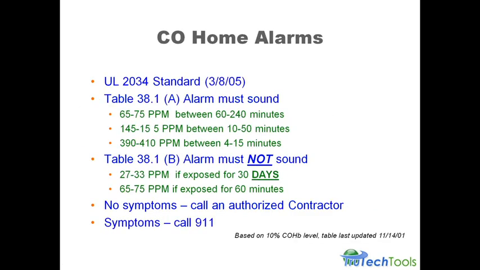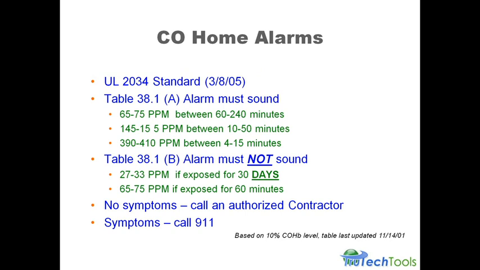CO home alarms. Everybody goes, oh, I'll just buy a CO alarm, I'll be safe. Well, in Chicago, back in the day when they first came out with these things, they had much lower alarm levels, and they were going off like crazy because people were having all kinds of CO problems in their homes, and the fire department's going nuts. So instead of fixing the CO problems, in their infinite wisdom, they decided, let's change the levels on the alarms. So you could actually have between 65 and 75 ppm in your house for 60 to 240 minutes, and that alarm is not allowed to go off, right?